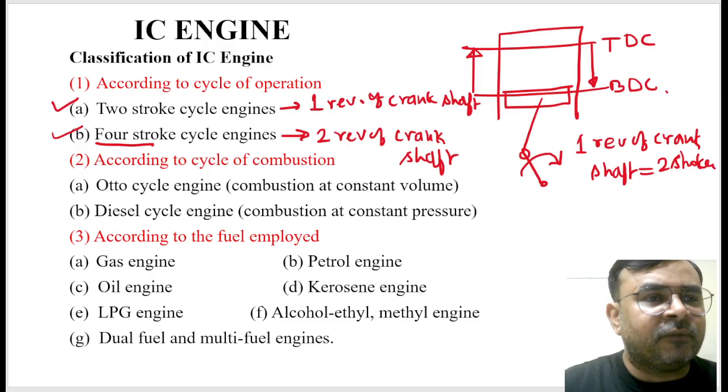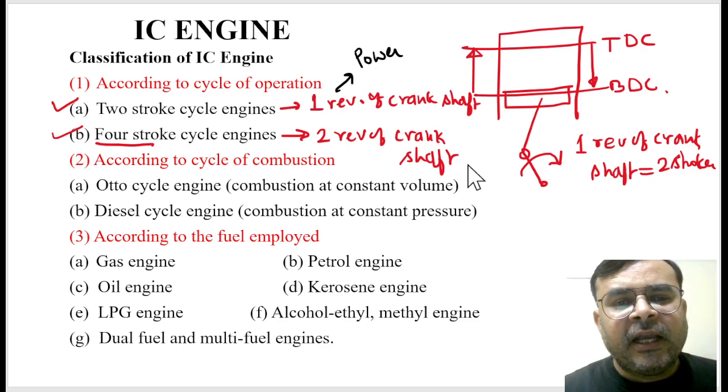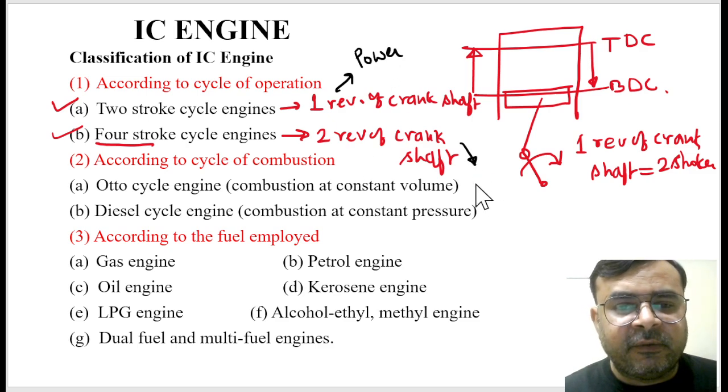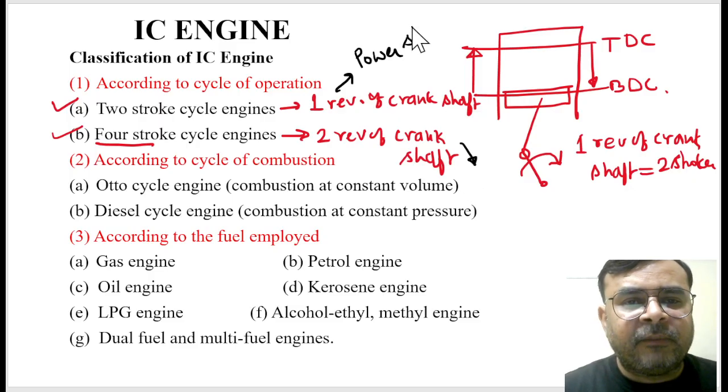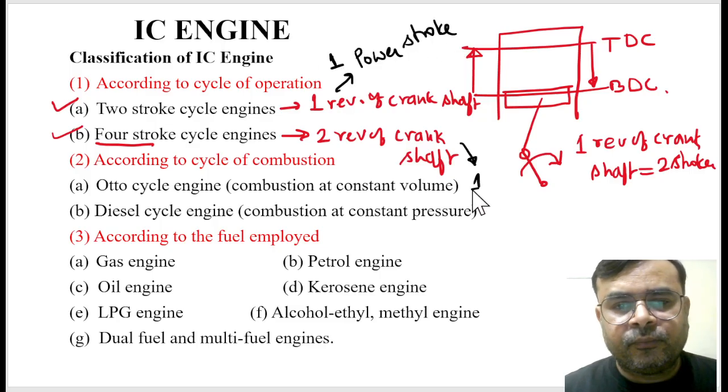Actually in one revolution of the crankshaft in a 2-stroke engine we will get a power stroke. Is it right? And in a 4-stroke engine basically in 2 revolutions of the crankshaft we will get one power stroke. Is it right? One power stroke.